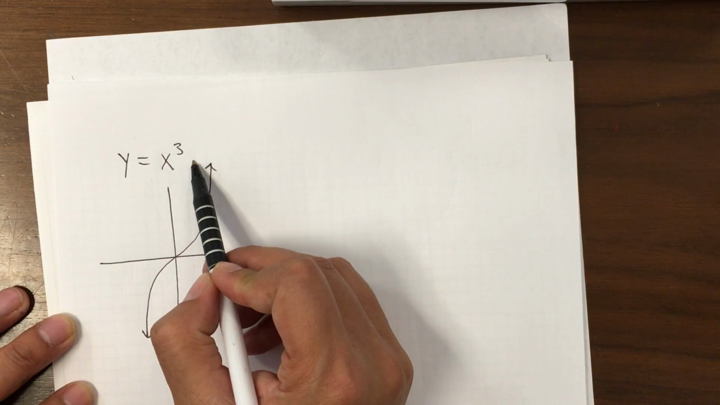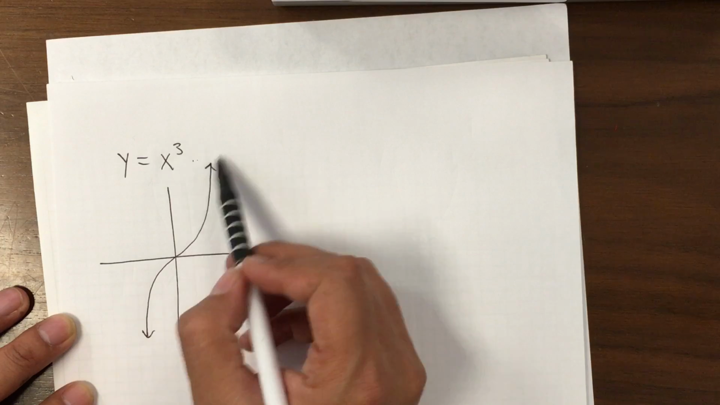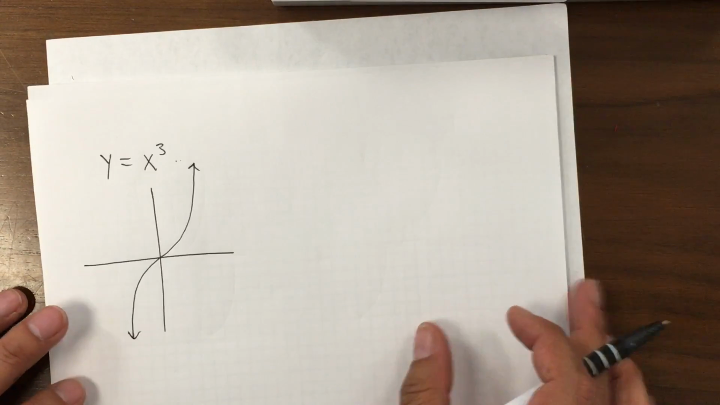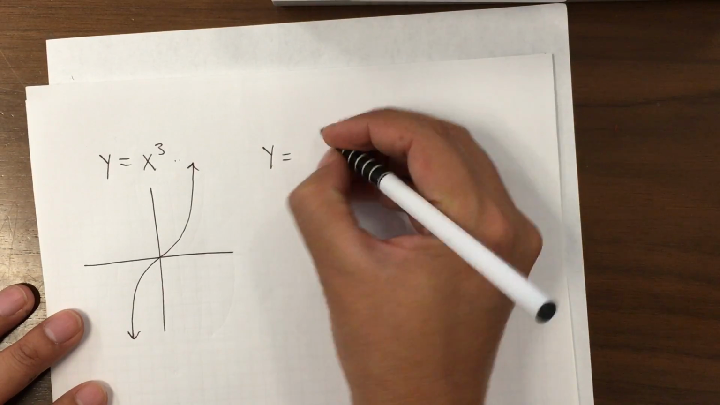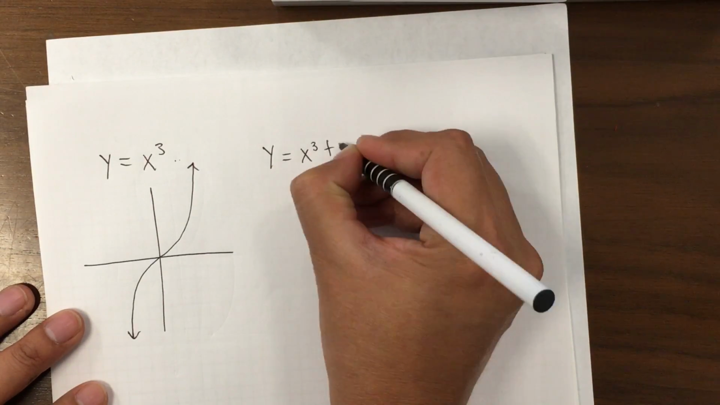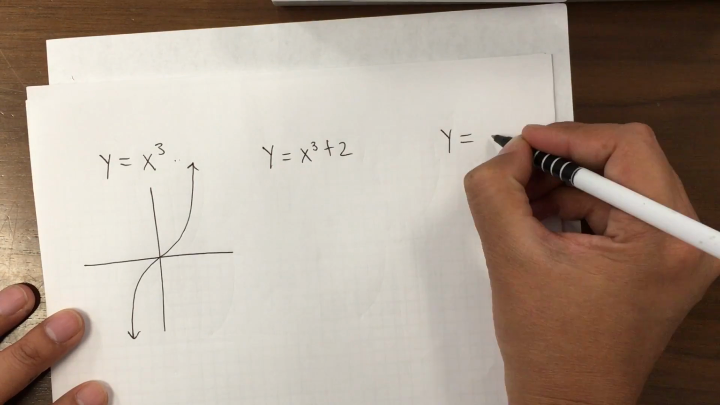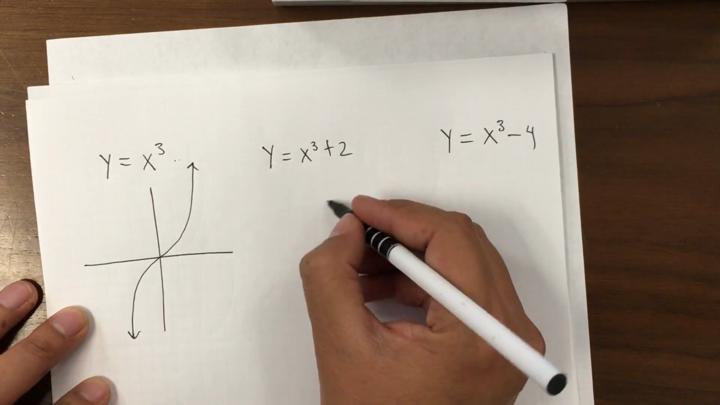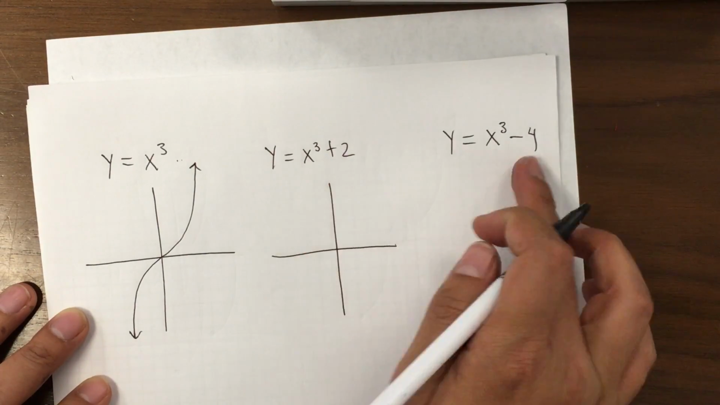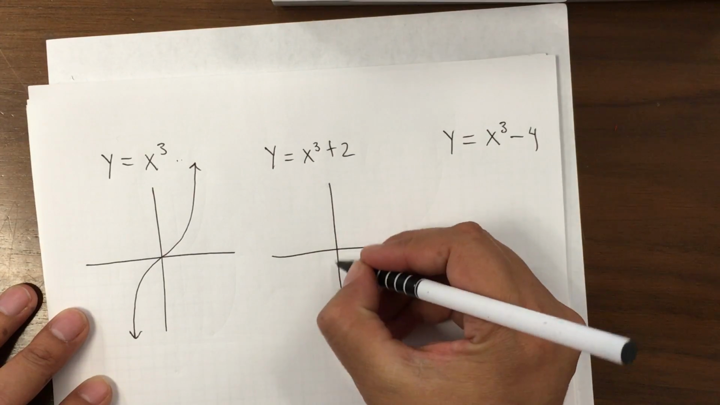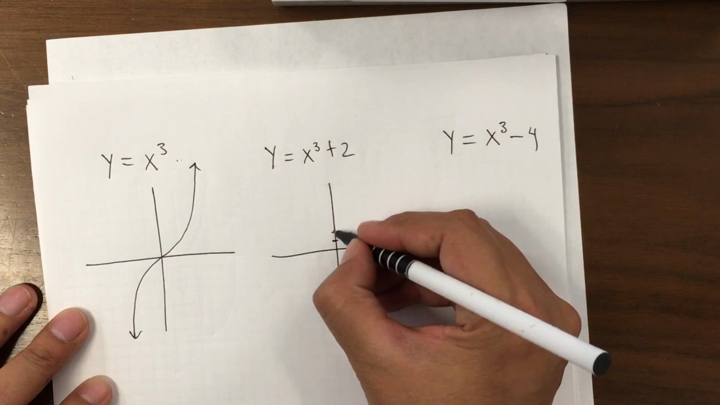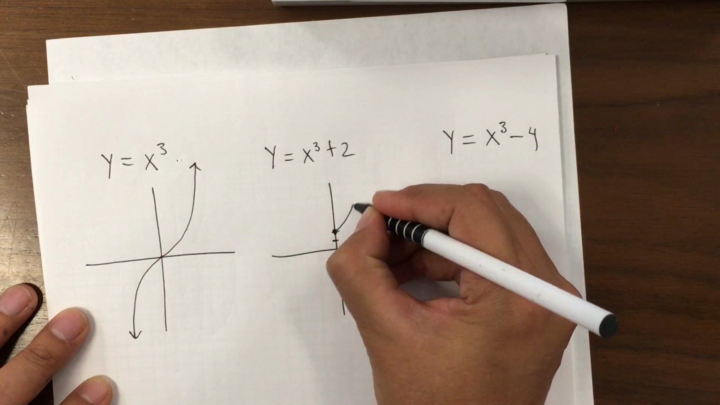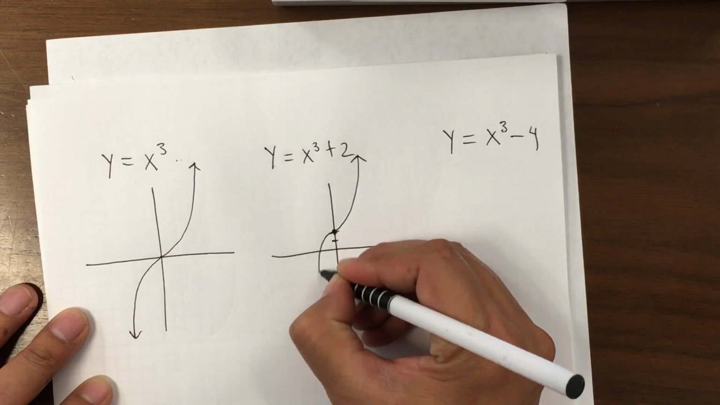Again, if you add or subtract outside of the parentheses, it goes up or down. Let me put it, let's see if I can fit. So x cubed plus 2, and then I'm gonna also graph x cubed minus 4. Okay, so remember, there is no parentheses, it goes up or down. So it's gonna go up 2 spaces, and this will be this point. So from there, my graph will go something like this.